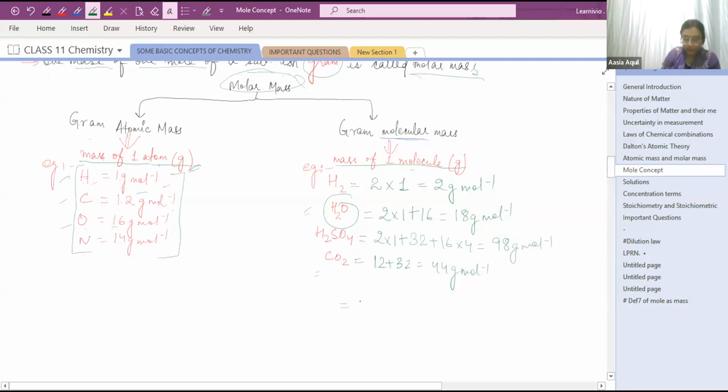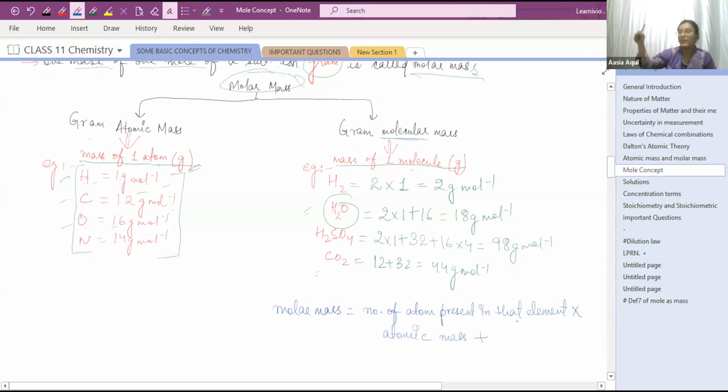You can find out the molar mass by the number of atoms present in that element multiplied by its atomic mass, plus, for example, however many elements there are in it, you have to keep adding: the number of atoms present in that element multiplied by its atomic mass, and so on, right? So that's the formula.